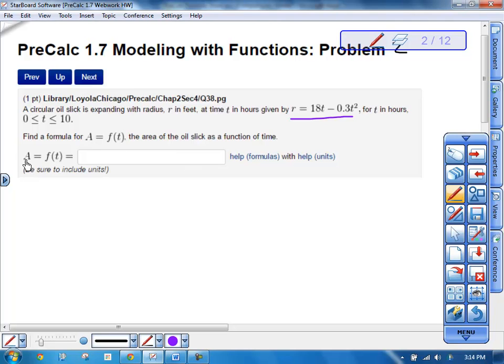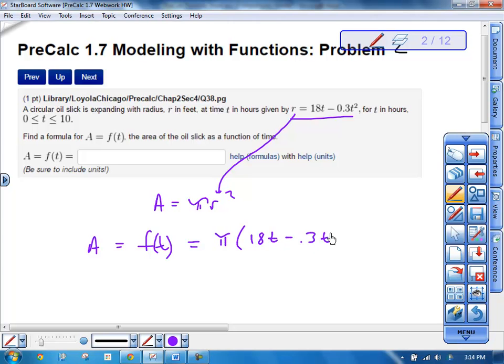So we want area to be a function in terms of time. So obviously the area of a circle is pi r squared. So there's our function, but we need to get r in terms of t, so we'll just plug this in for r. So our function in terms of t for area is pi times 18t minus 0.3 t squared. That needs to be squared. And the key thing is be sure to include units. I had a hard time with that at first. It's square feet when you're done. So use pi, and then don't forget the square feet.